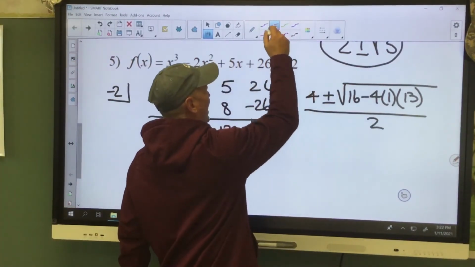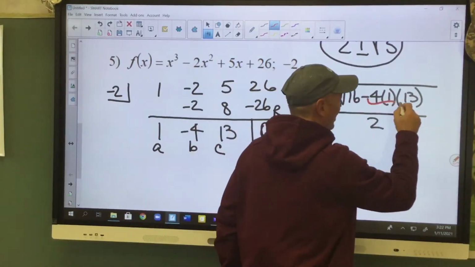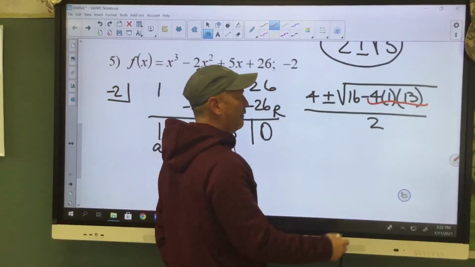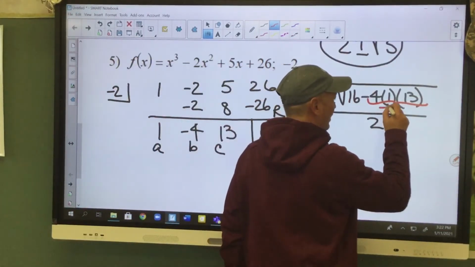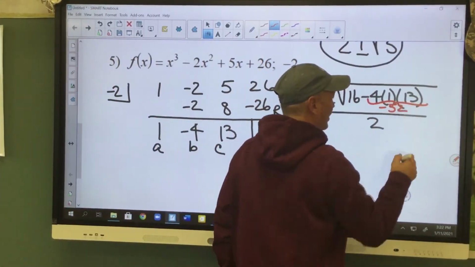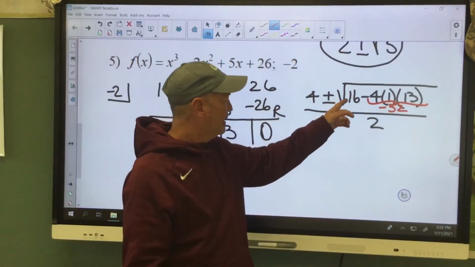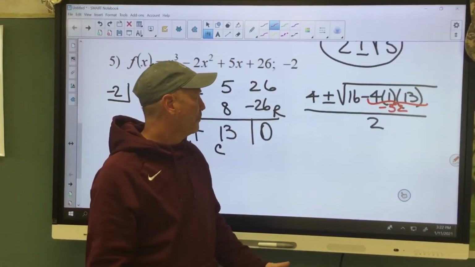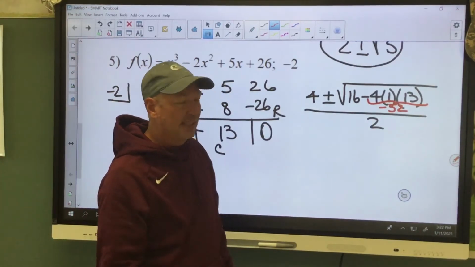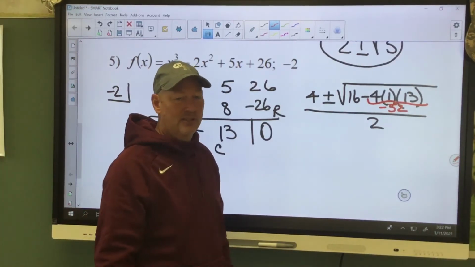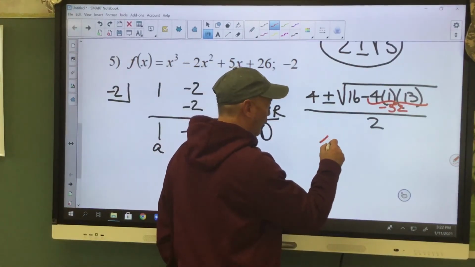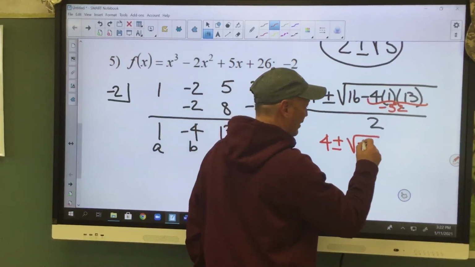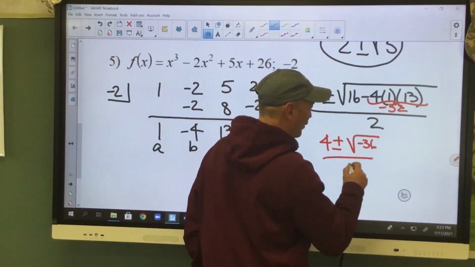So I'm going to do a little bit of math here. I'm going to multiply. -4 times 13 is -52. And so 16 minus 52 will give me what? -36. So you're going to get 4 plus or minus the square root of -36 over 2.